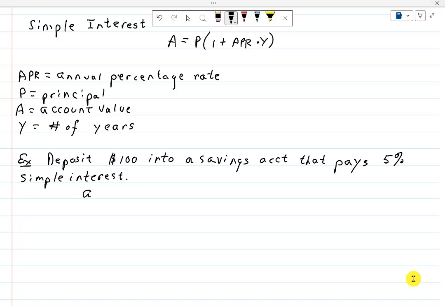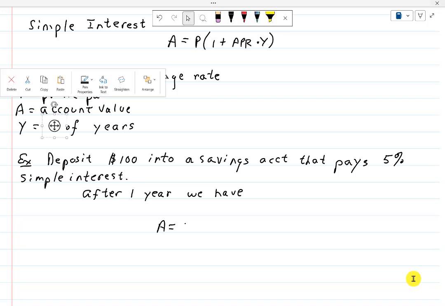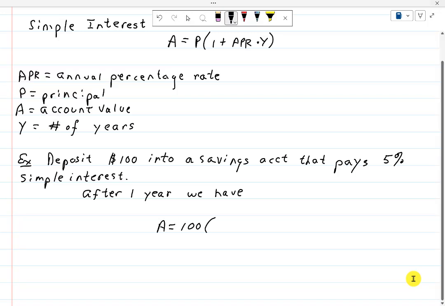So after 1 year, we have, so the P, the principal in this case, is 100. That's the $100 that I put in. The APR is 5%. You'll want to change that to 0.05. And then Y is the number of years. Since we're doing it for just 1 year here, I do this. And it turns out this will be $105.